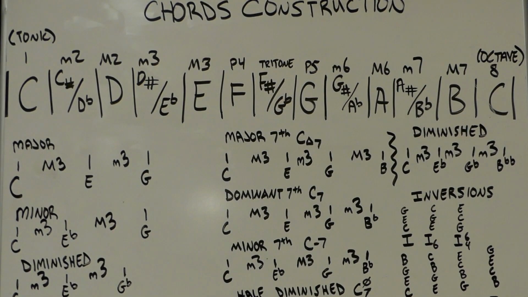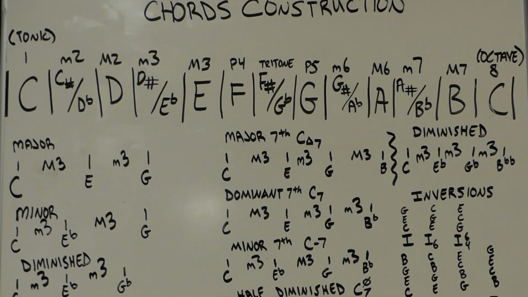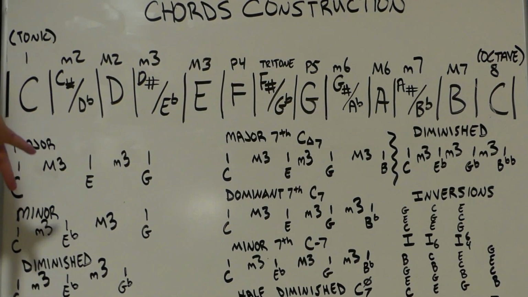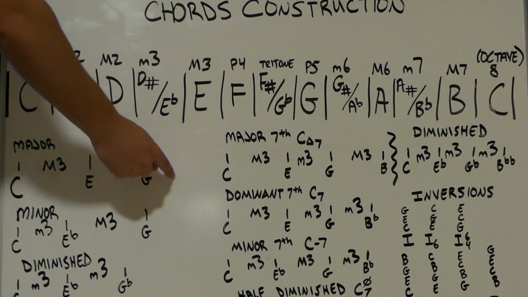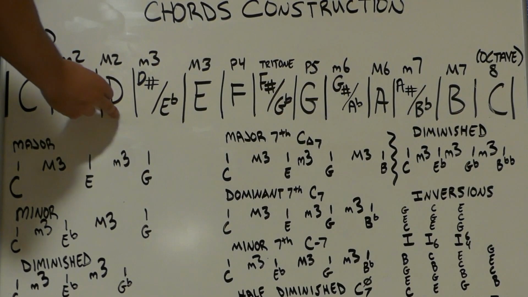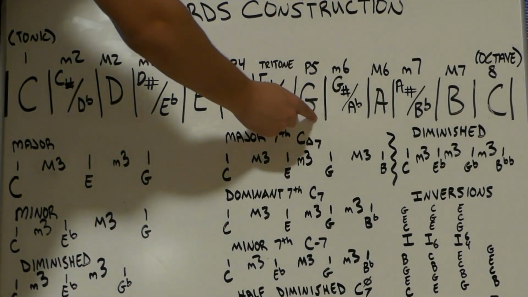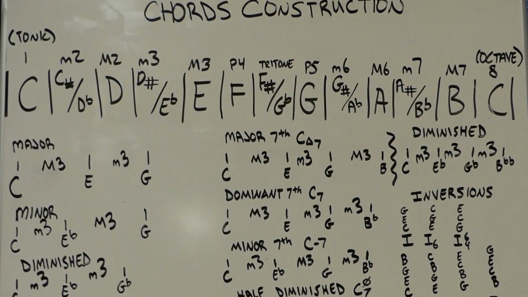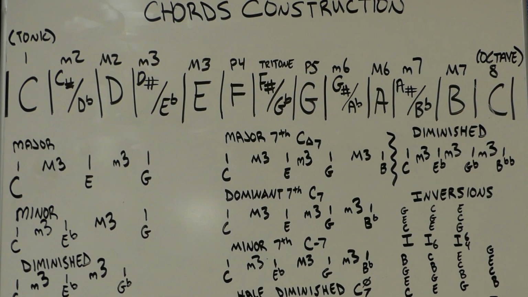Okay? And lastly, we have an augmented chord. How a diminished chord is 2 stacked minor thirds, an augmented chord is 2 stacked major thirds. So the only difference between an augmented chord and a major chord is this G is raised a half step to become a G sharp. So we have our C, our major third, which is E, and then our augmented fifth, which is not G but a G sharp.